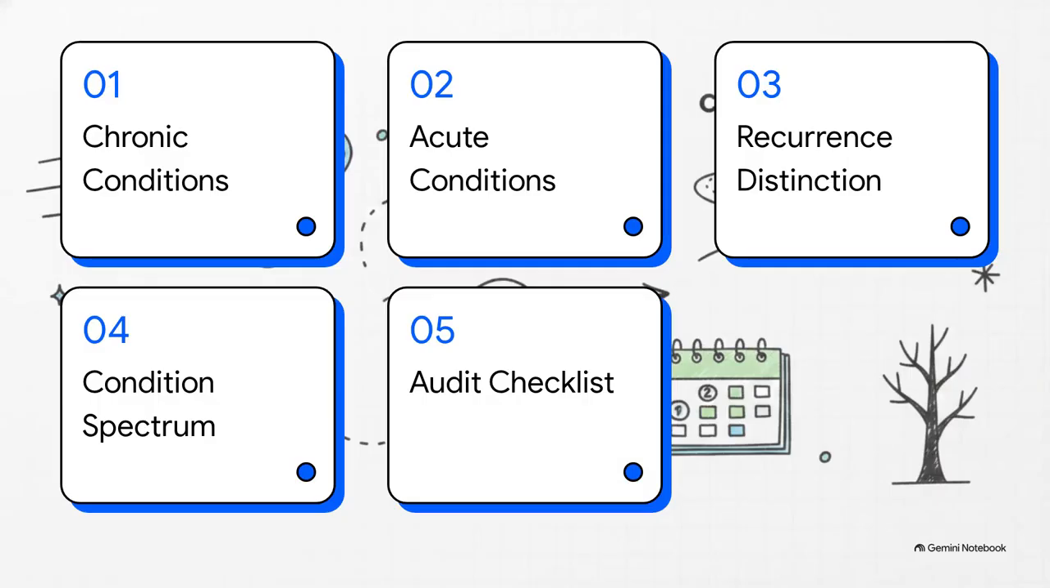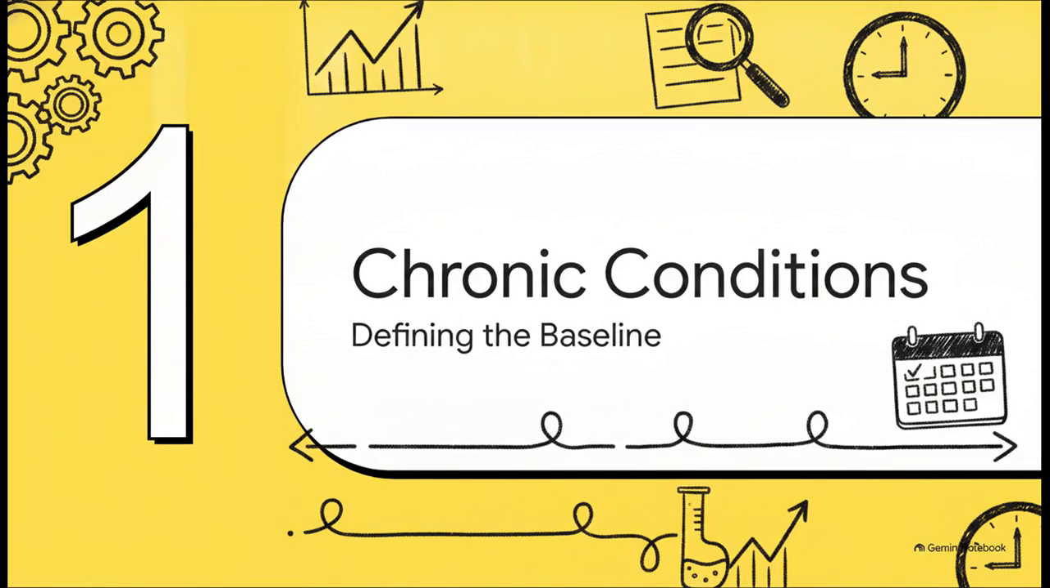Okay, let's dive into this. Here's our quick roadmap for today. First, we'll define chronic conditions. Second, acute conditions. Third, we'll tackle the recurrence distinction. Fourth, we'll look at the condition spectrum. And finally, I'm giving you a really handy chart audit checklist. All right, starting off with Section 1, defining chronic conditions.